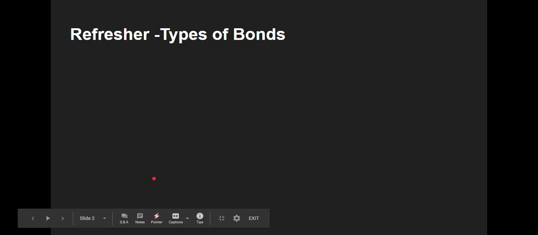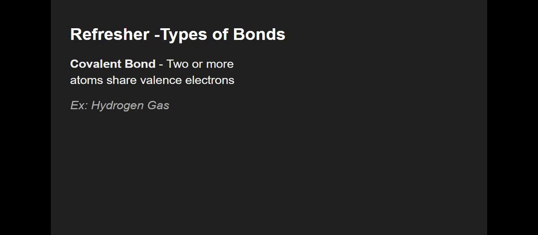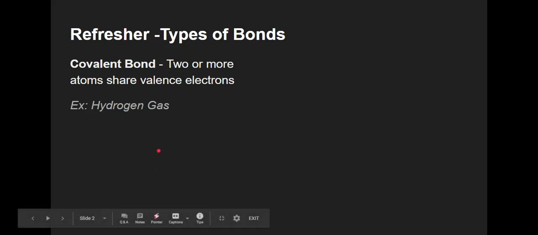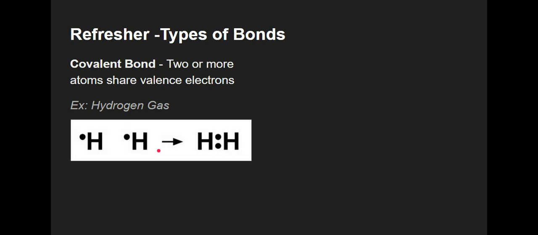So just to refresh your memory on the different types of bonds that we have, there are two basic types that we learned about in chemistry and physical science. The first one is a covalent bond. This is one in which two or more atoms share valence electrons. So for example, we have hydrogen gas.